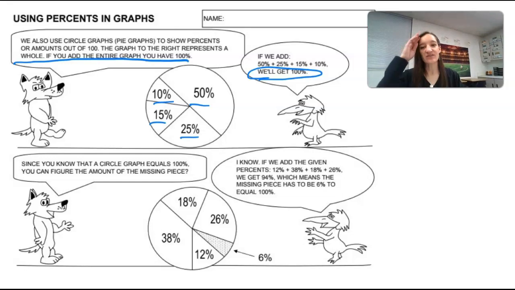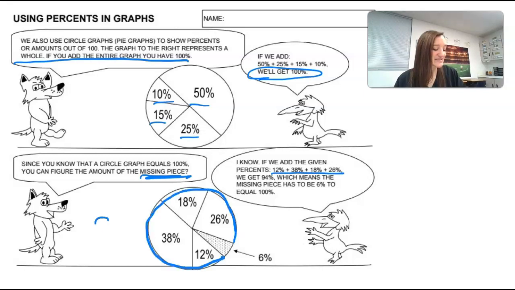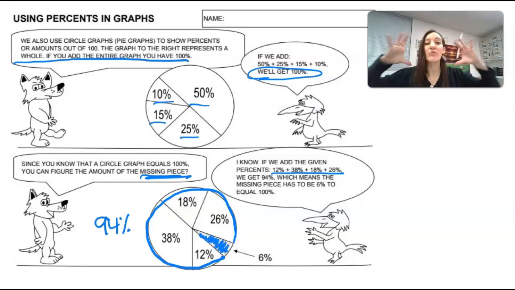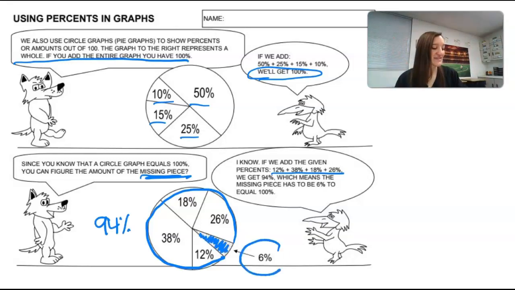Since you know that a circle graph equals 100%, you can figure out the missing piece. So we have all of this. We can add up 12, 38, 18, 26. We can figure out that all of this is 94%. Well, then that means that what we're missing in order to make it a total 100% is the 6% right there. And when we add them all up, it gives you one complete 100%.